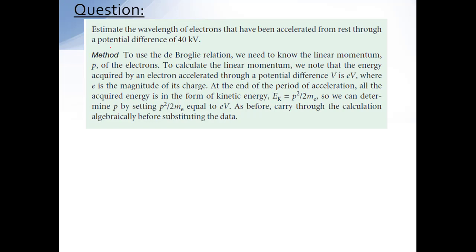This was last class's question. Estimate the wavelength of electrons accelerated from rest through a potential difference of 40 kilovolts. Here, what is given is that energy equals p square upon 2me, where p is the momentum, and the energy is equal to eV.